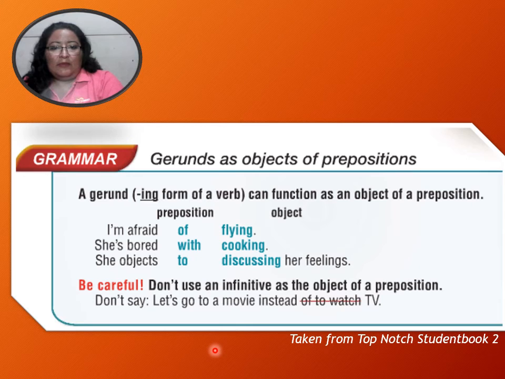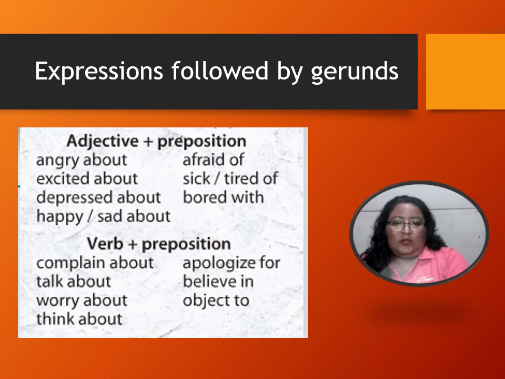Okay, gerunds as objects of prepositions. Gerunds can function as objects of a preposition, and here we have I'm afraid of flying. She's bored with cooking. She objects to discussing her feelings. There are some expressions that are followed by gerunds too. In this case, there's an adjective plus preposition and verb plus preposition. And here we have a short list about it.